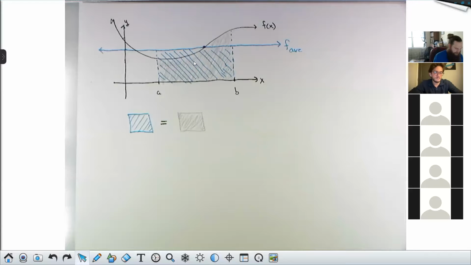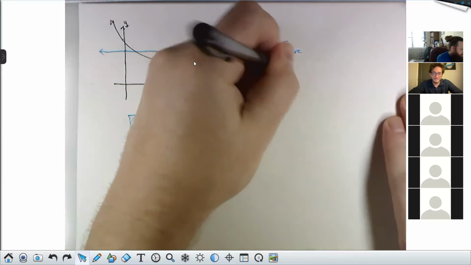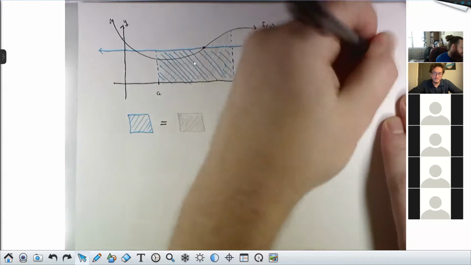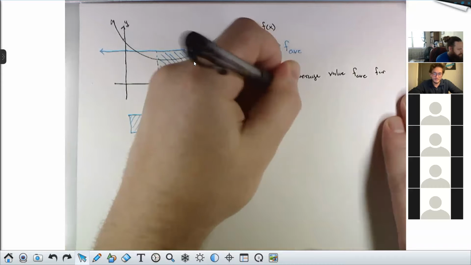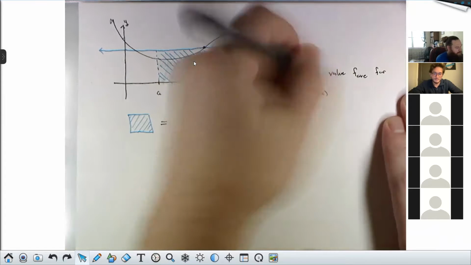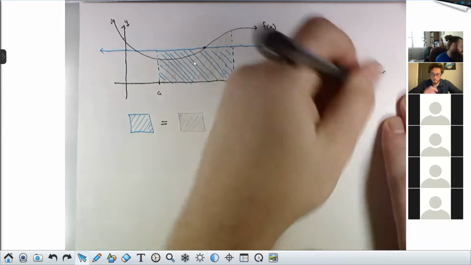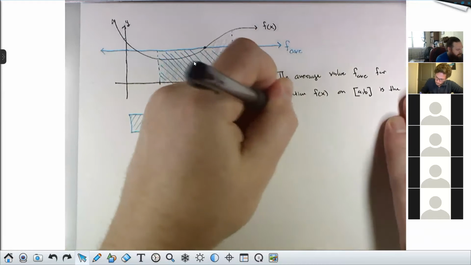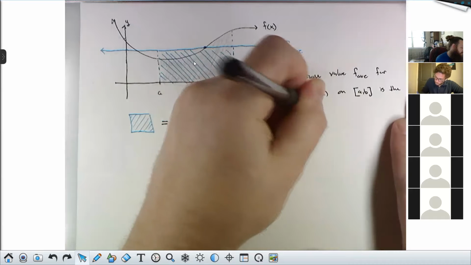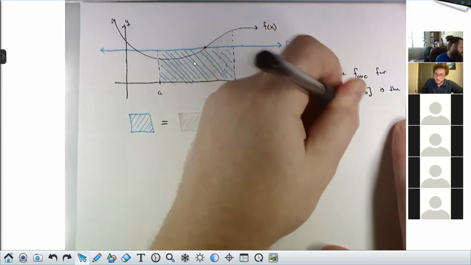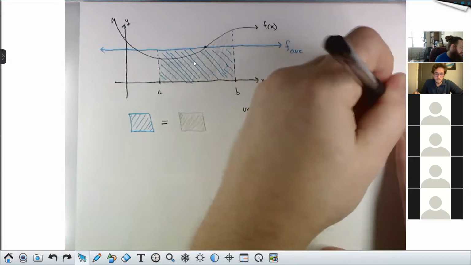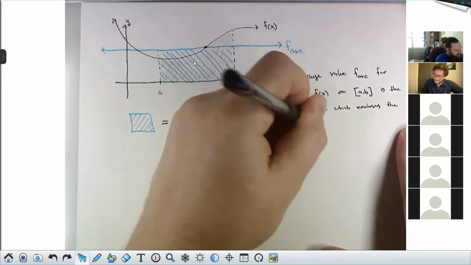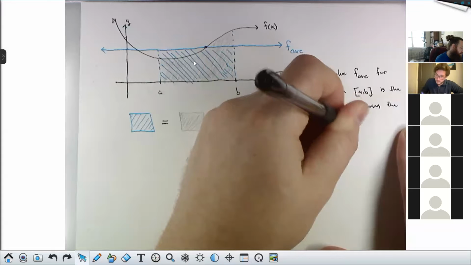The last thing I'll say here, so first let me write this down, get the words up here. So the average value f average for a function f of x on interval AB is the unique constant function which encloses the same area as f of x on the interval.